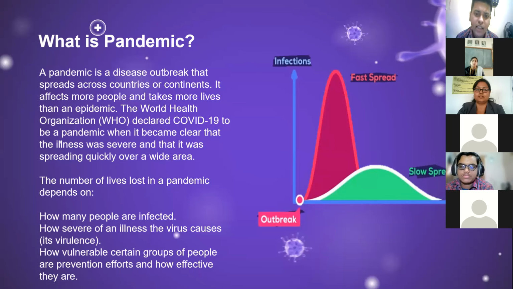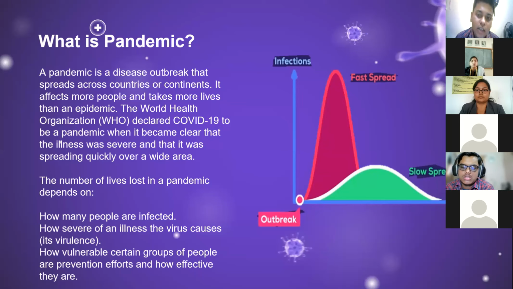It is also as it takes more number of lives, and also it was spreading over a large area in a short period of time. Here you can see in the graph, the red color curve shows the fast-spread pandemic, meaning more number of people are affected in a very short duration of time. While the lower green color curve shows less people are affected as compared to the fast-spread pandemic.